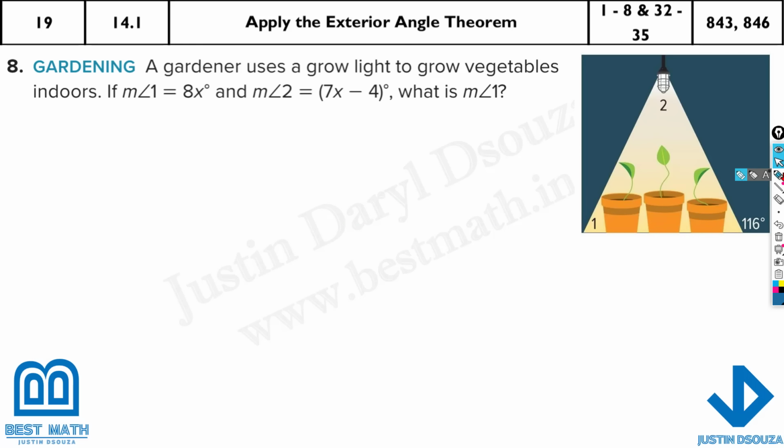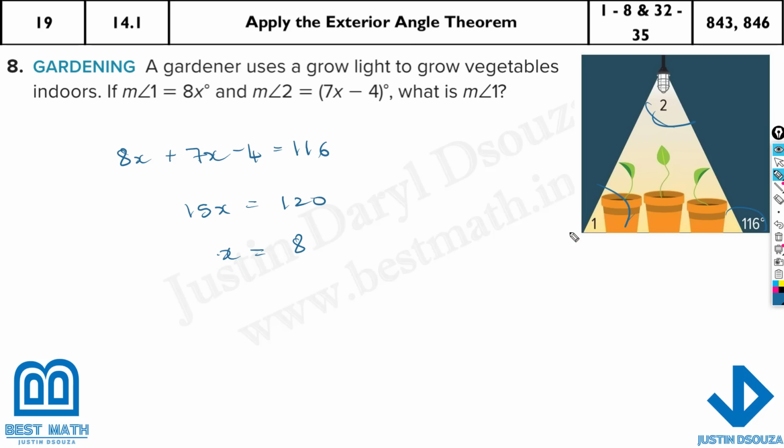And again, a real world problem. Here we just use the exterior angles again. This and this will be equal to 116. So I'll directly write it. Measure of angle 1 is 8x plus 7x minus 4. That is equal to 116. It's going to be 120 is equal to 15x. So this is 8, isn't it? 15. Yeah, it's 8. X is equal to 8.